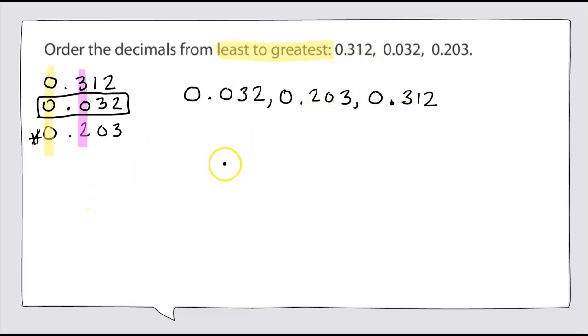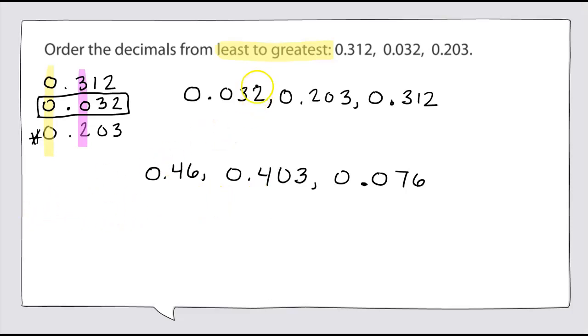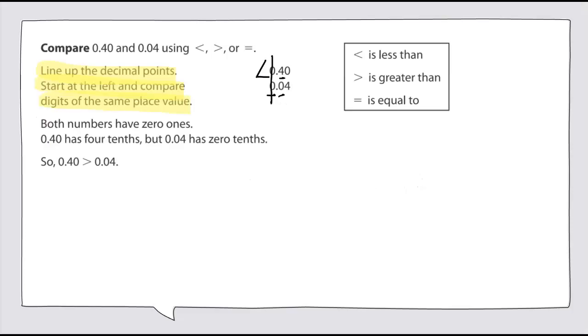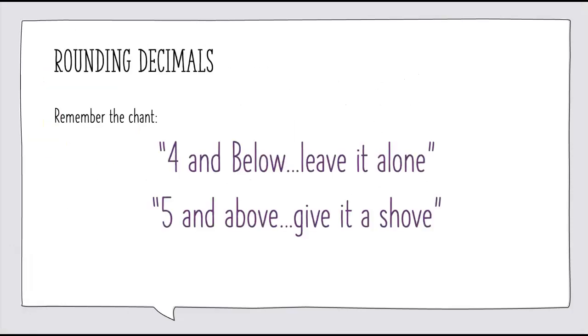Okay, if you want to try it and put them in greatest to least, you're more than welcome to do so. This is a great time to pause the video, and I'll give you some new numbers just to help you practice. So let's do 46 hundredths, 403 thousandths, and 76 thousandths. So try those, put them in order from least to greatest. All right, let's see if I can scroll down here. Ooh, and I cannot. So let's see if I can do it this way. There we go.